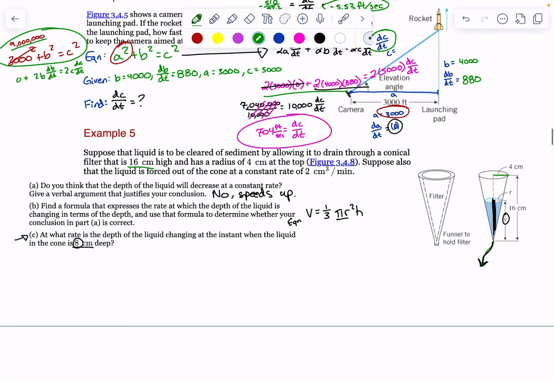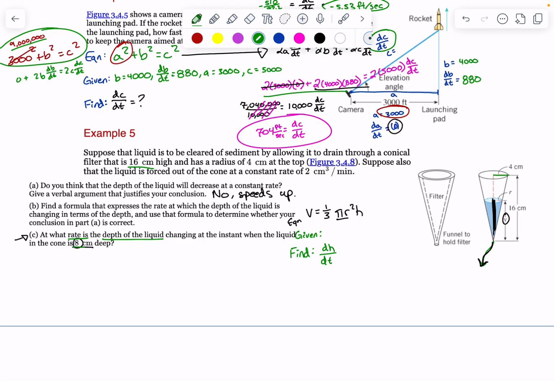At what rate is the depth of the liquid changing? What are we trying to find? You need to find the rate. dH/dt is what we're trying to find, right? The rate at which the height, which they call depth, is changing with respect to time, when the liquid in the cone is 8 centimeters deep.